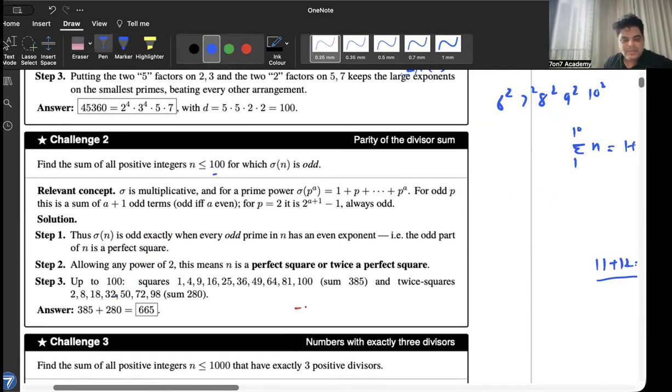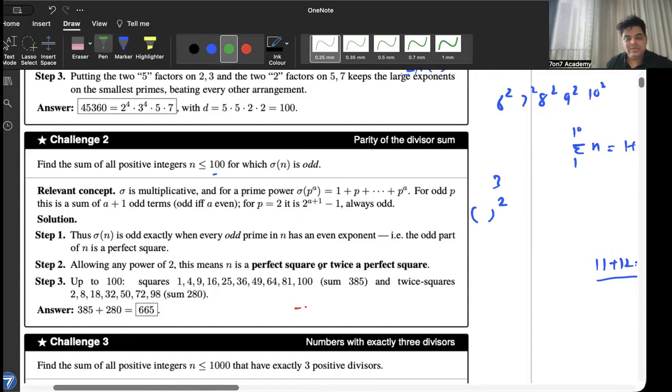I'm here. Okay beta, you tell me, if you want exactly three divisors, what was the rule? The power has to be 2, then only you will have exactly three divisors. Is there any other way to have three divisors? Sir, I don't think so. No other ways. So the number has to be a square number. Technically they're saying find the sum of all positive integers n less than 1000 that have exactly three divisors.